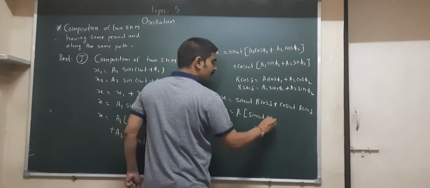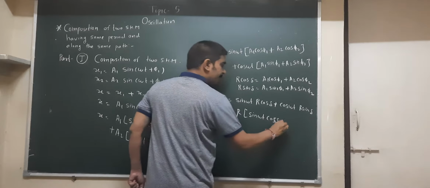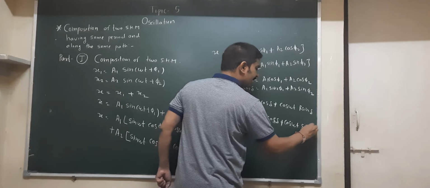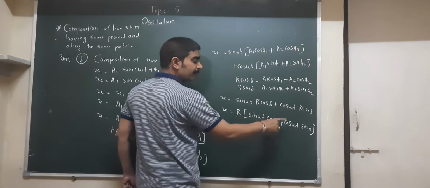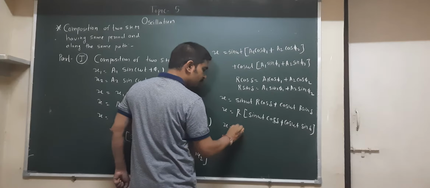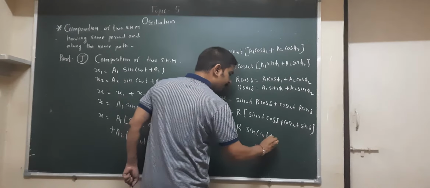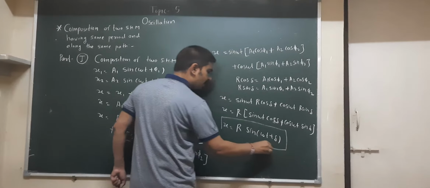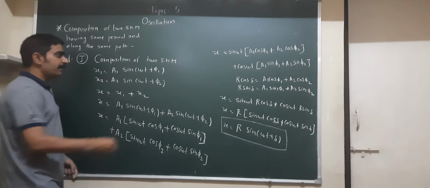Sin omega t cos delta plus cos omega t sin delta. So here, sin alpha cos beta plus cos alpha sin beta. So x is equal to r sin(omega t plus delta). So this is the composition of two S.H.M. So this is the first part.